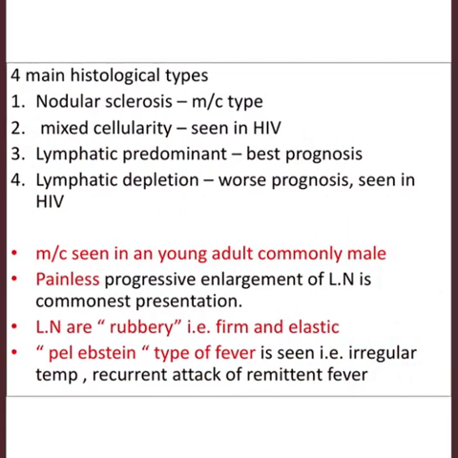Four main histological types are nodular sclerosis, which is most common; mixed cellularity, seen in HIV; lymphocyte predominant, with a good prognosis; and lymphocyte depletion, which is the worst prognosis, seen in HIV. So types 2 and 4 are seen in HIV.